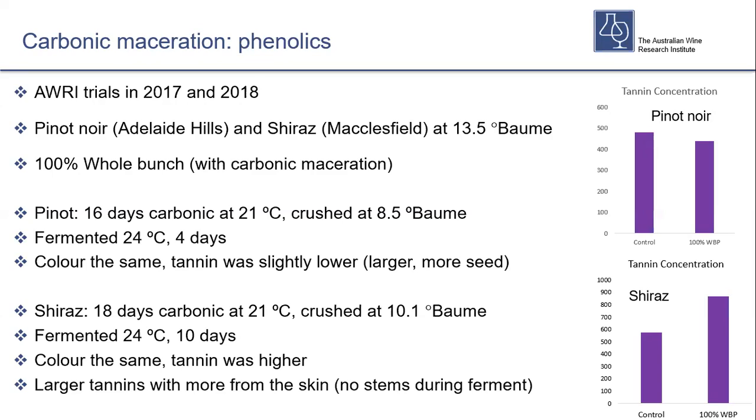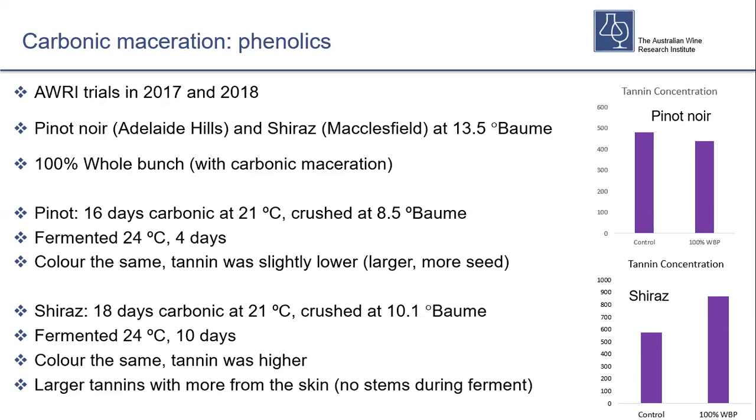So for the Pinot, it was 16 days carbonic at 21 degrees C, and then that fruit was crushed to 8.5 Baume, and then fermented for 4 days at 24 degrees C. That top graph just shows you there that tannin was slightly reduced in the Pinot Noir, but it was actually larger tannin, so slightly more seed tannin in that instance.